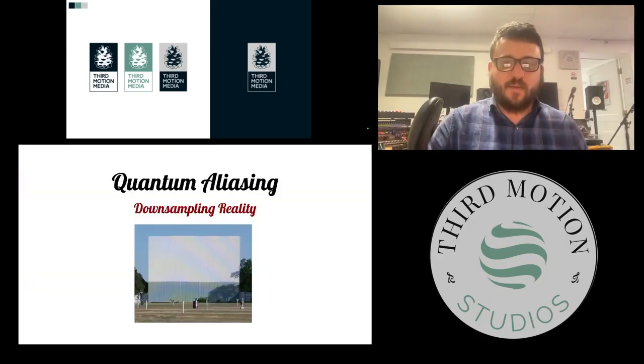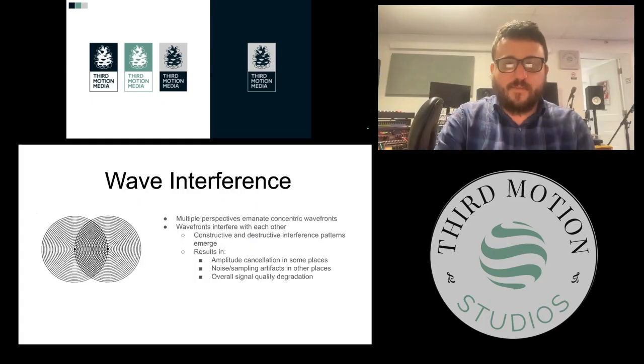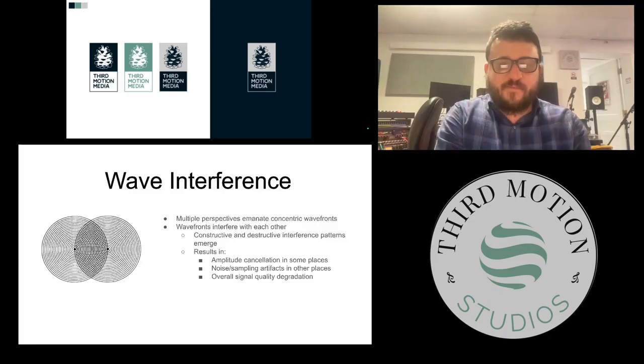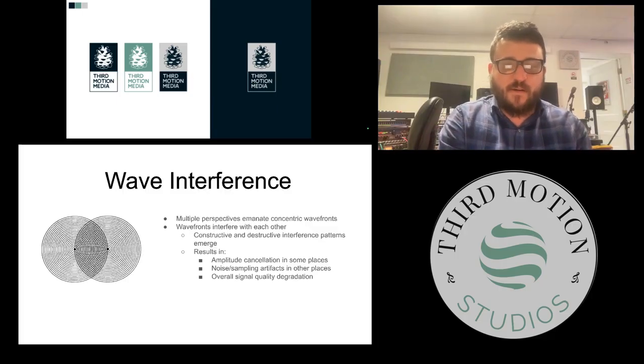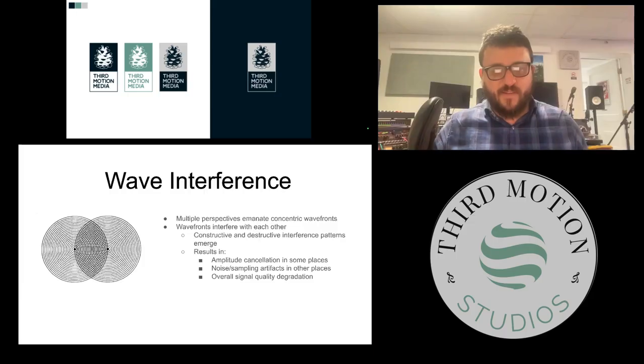Quantum aliasing, downsampling reality, with a little picture of what it looks like when you downsample reality. All right. So, wave interference. Wave interference is what happens when multiple perspectives emanate concentric wavefronts from a central point. Just like we are looking out into the world, we are the central points that are being referred to here. This is a consciousness ontology based kind of theory. So, we're talking about how our electromagnetic fields, our perceptual fields, interact with each other.